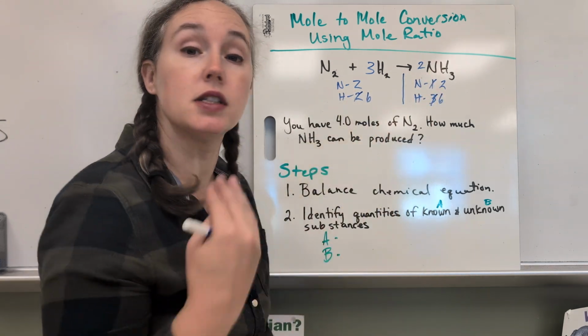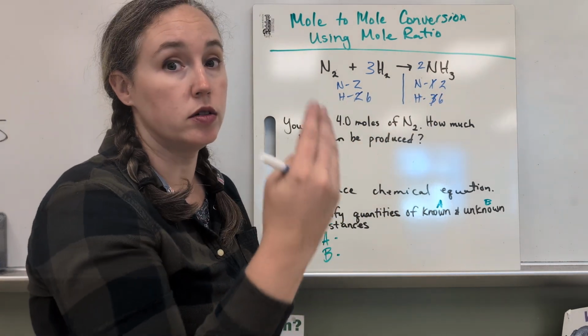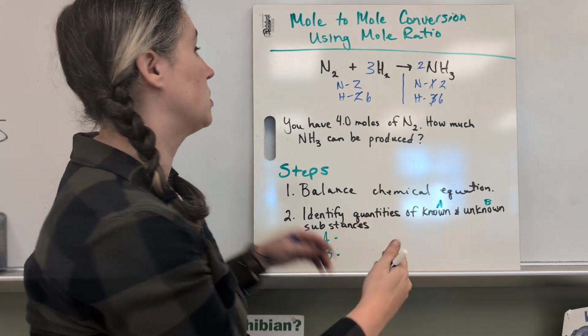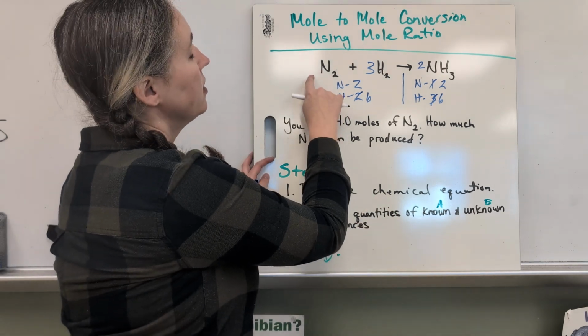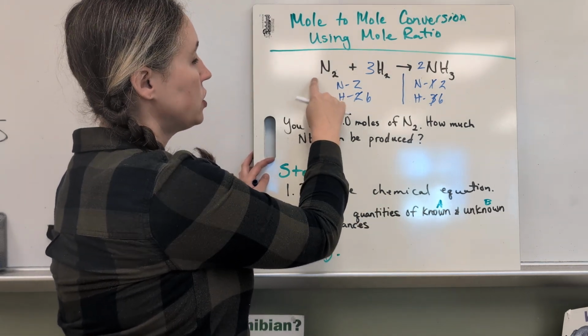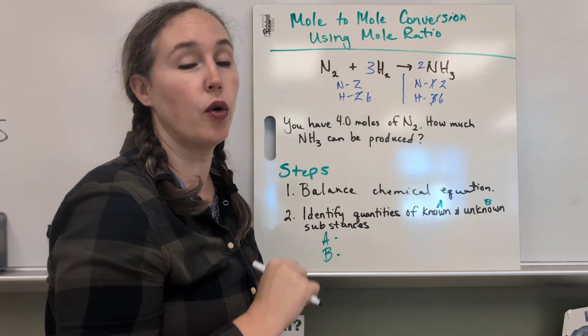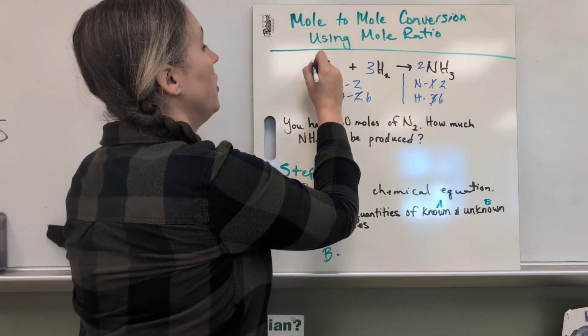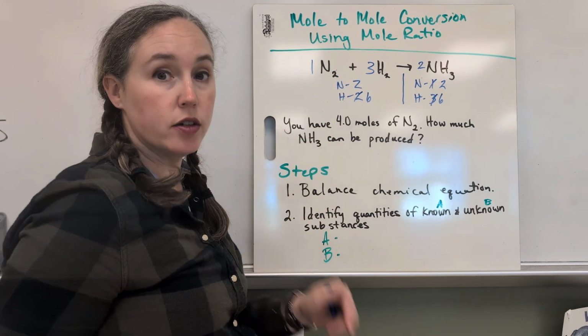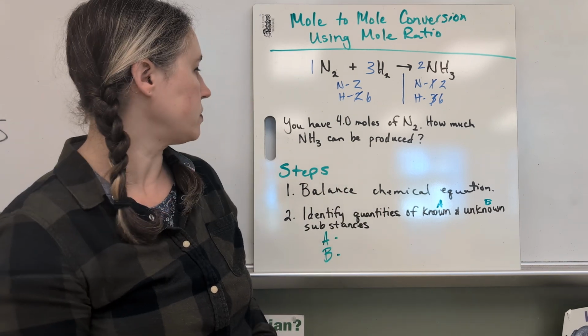It's the coefficients here that will give us the information we need to make the mole ratio. And don't forget, if something like N2 doesn't have a coefficient, the coefficient is 1. You don't have to write it. I'm going to write it here just for the sake of our problem.